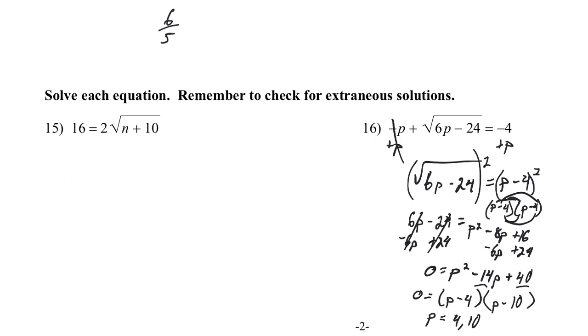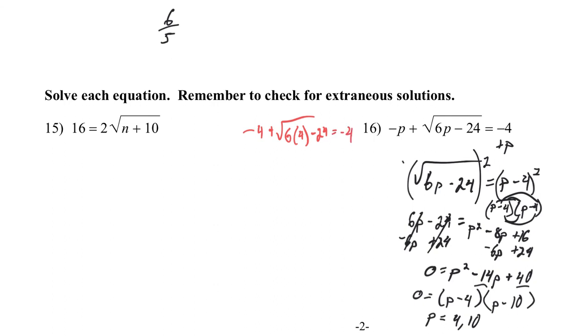So I'm going to go back to the original. Let's erase this to clean up that. So we have negative p, so that's going to be negative. I'm just plugging in 4 first. So we have negative 4 plus square root 6 times 4. Wherever there's a p, I'm putting the 4. And then bring over the equals minus 4.